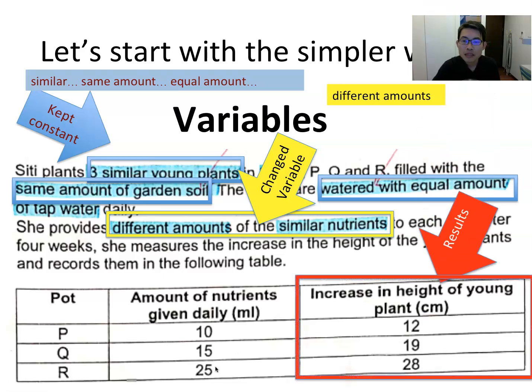And what can we tell from this? This is the results. The results that this person, Siti, wants to measure. She wants to find out if when she changes this variable about the amount of nutrients, will it cause an increase in the height of the plant, and how much increase would that be? So she will look at it: when you put 10 ml, it grows to 12 centimeters after 4 weeks. If she puts 15 ml, it will grow up to 19 centimeters after 4 weeks. If she puts 25 ml, it will grow up to 28 centimeters after 4 weeks.